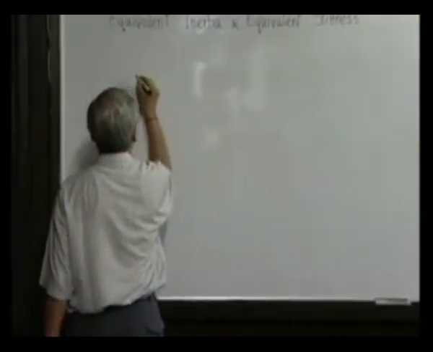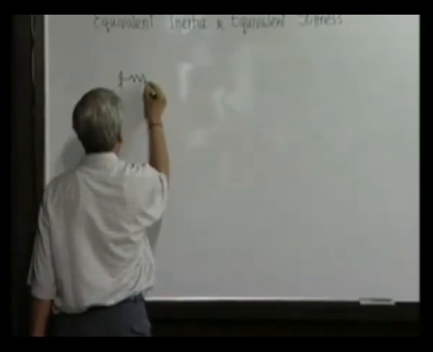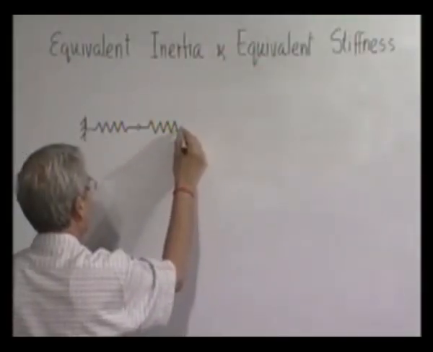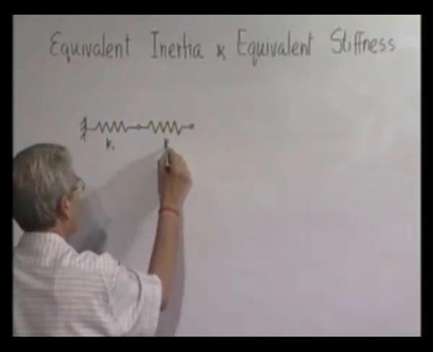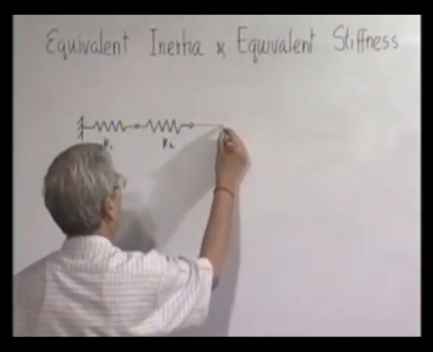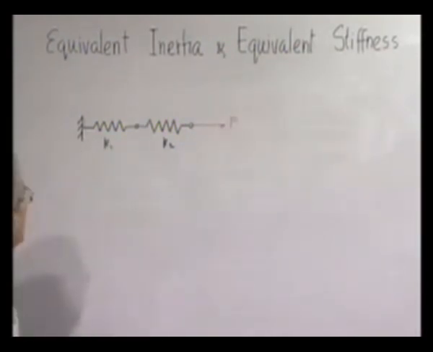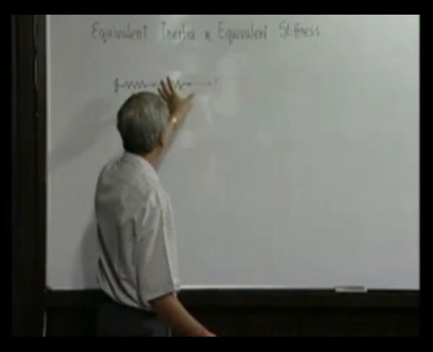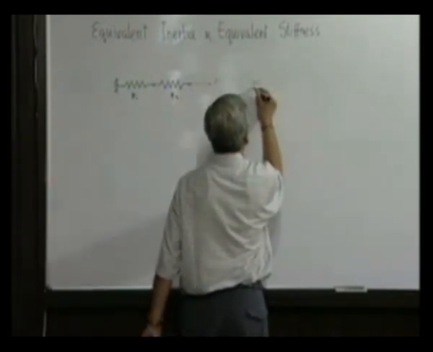So, first let us consider the springs in series. The simplest composite system will be two springs of stiffnesses K1 and K2 respectively connected in series. Our job is to find out what will be that equivalent system.